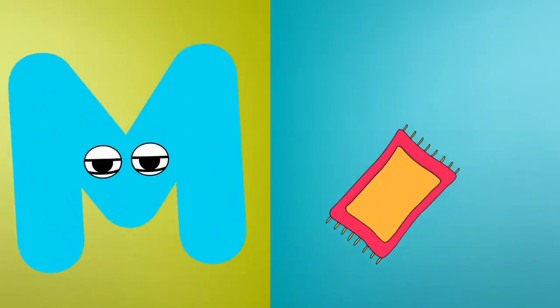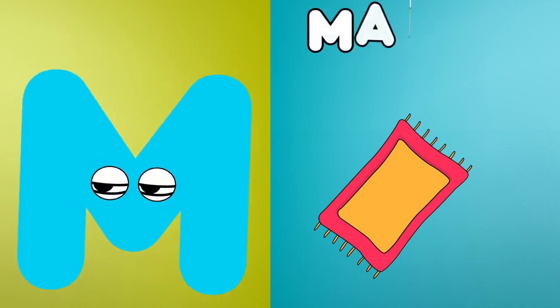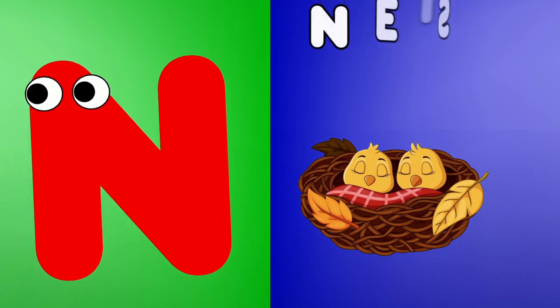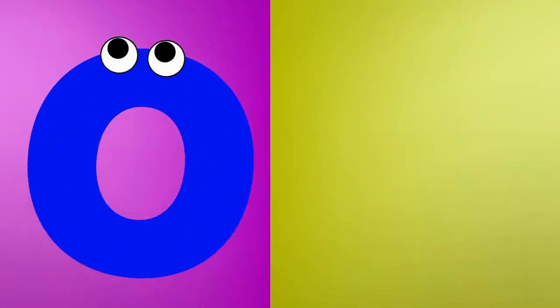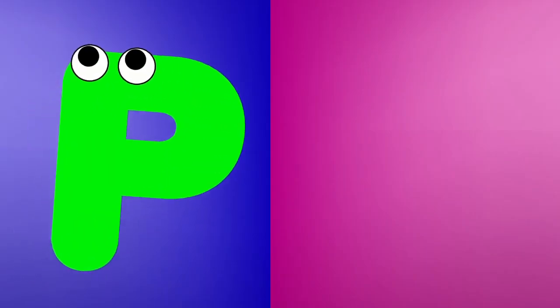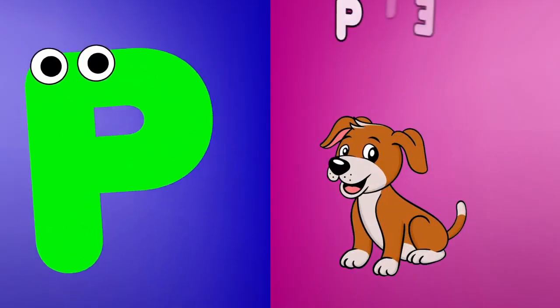M is for mat, m, mat. N is for net, n, net. O is for orange, o, orange. P is for pet, p, pet.